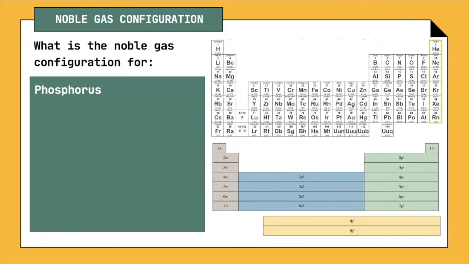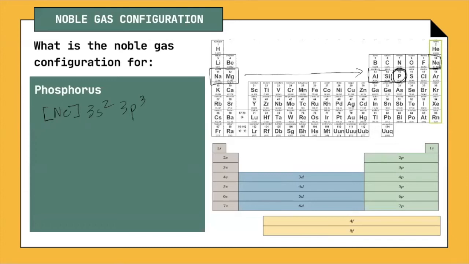Okay, so phosphorus. First, we have to locate phosphorus where it is. So for us to locate phosphorus, this would be here. And the preceding noble gas would be neon. All right. So now we can just put neon here. So from neon, we can now fill it in until we reach phosphorus. So this would be 3s2. Then from here, this would be 3p1, 3p2, 3p3. All right, so that would be for phosphorus.